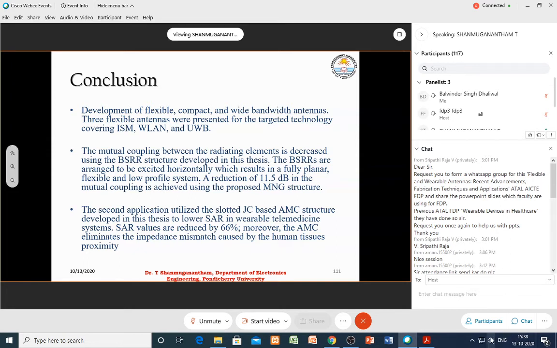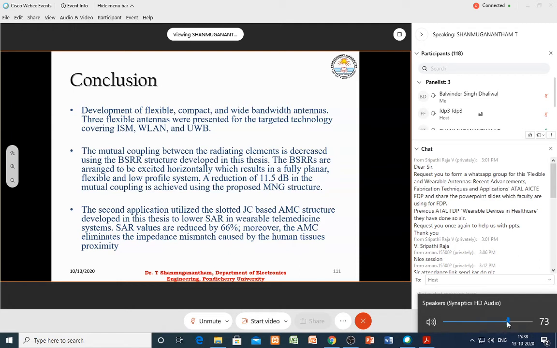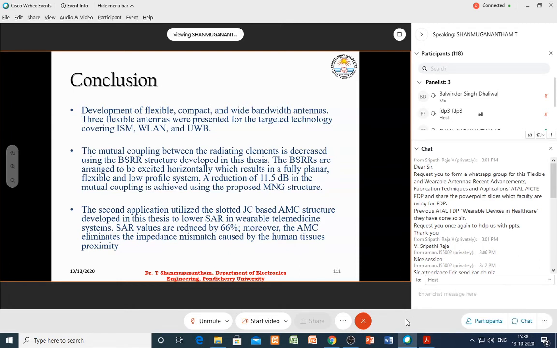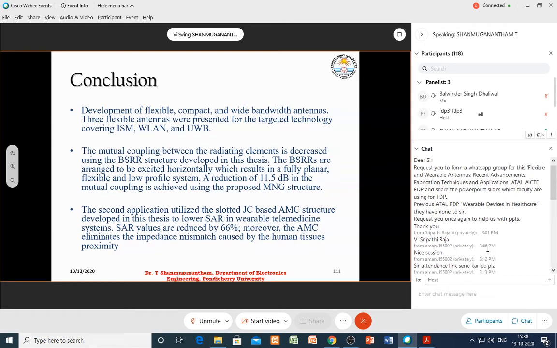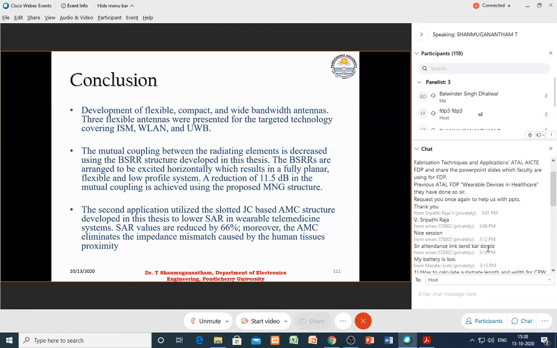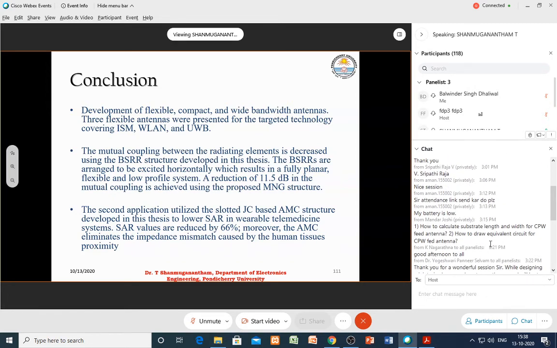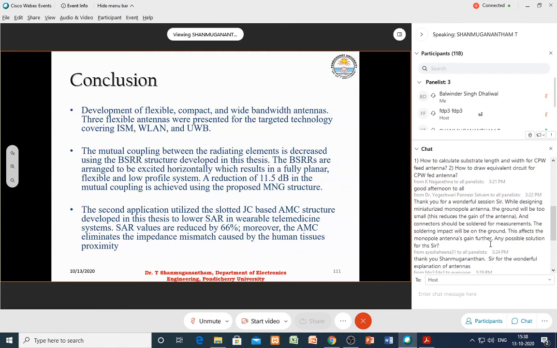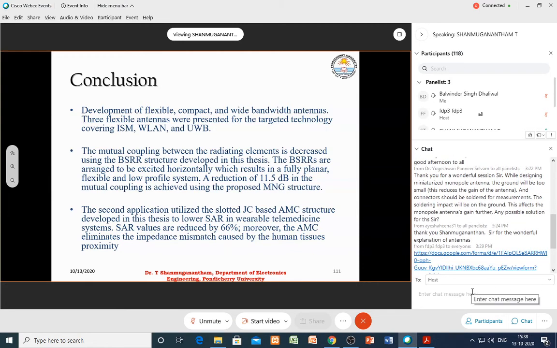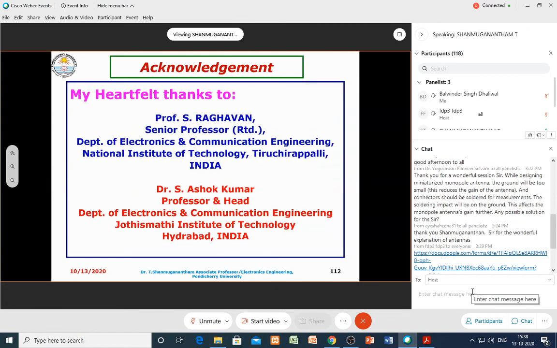For the second application, particularly the AMC materials, artificial magnetic conductors were used to achieve low specific absorption rate for particular wearable television applications, and all SAR values were reduced by 66%. Also, the AMC eliminates the impedance mismatch caused by the proximity of human tissue.